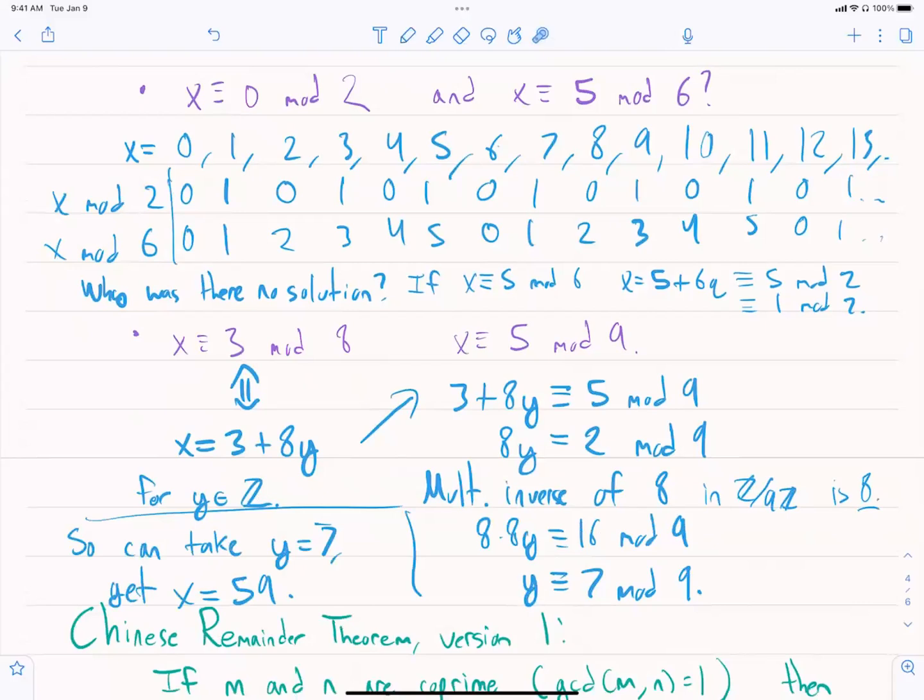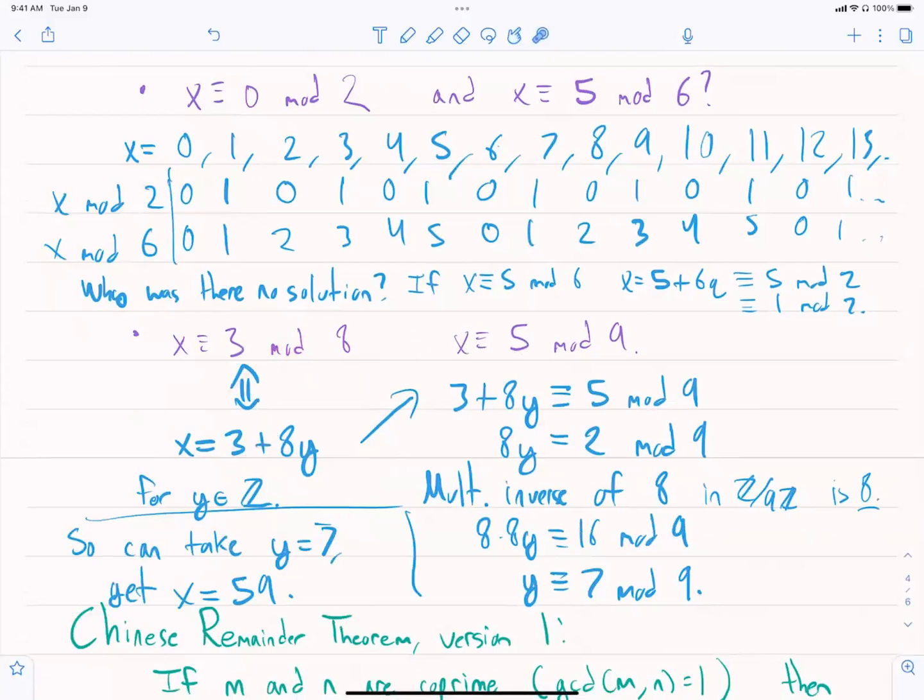And you can go back and check. If I look at 59 mod 8, the closest multiple of 8 is 56. So good, this is 3 mod 8. And if I look at 59 mod 9, the closest multiple of 9 is 54. Good. And so 54 plus 5 is 59. So you are 5 mod 9. Good. So this checks out. Okay, so this is how you can solve such a thing.